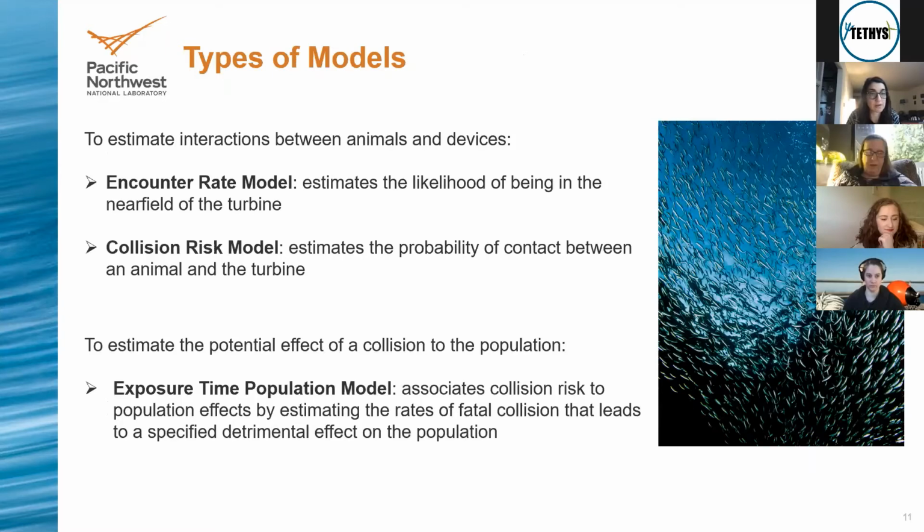So I'm going to talk about 3 different types of model today. The first 2 are to estimate the interaction between animals and devices. So the first model I will mention is the encounter rate model, which estimates the likelihood of being in the near field of a turbine. The collision risk model, which estimates the probability of contact between an animal and a turbine. And the last model I will mention is to estimate the potential effect of a collision to the population. This is called the exposure time population model, and it associates collision risk to population effects by estimating the rates of fatal collision that leads to a specified detrimental effect on the population.